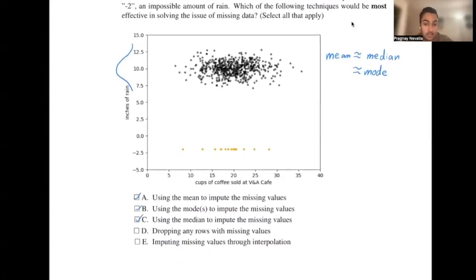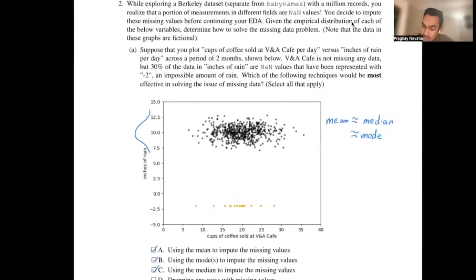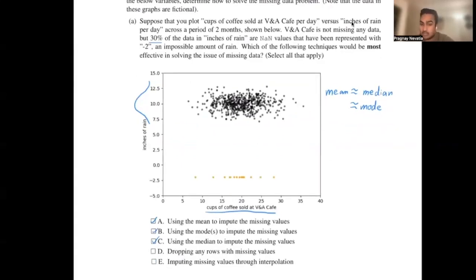Option D is incorrect because a huge chunk of the data set is missing. 30% of the data set is missing. Now, if we drop those rows, we will also lose information about cups of coffee sold at Vienna Cafe. That information is still valid, and we don't want to introduce some kind of bias in that data analysis. Therefore, we don't want to drop any rows with missing values.